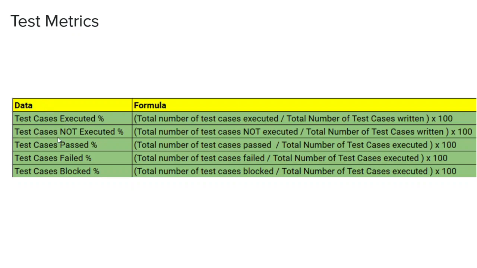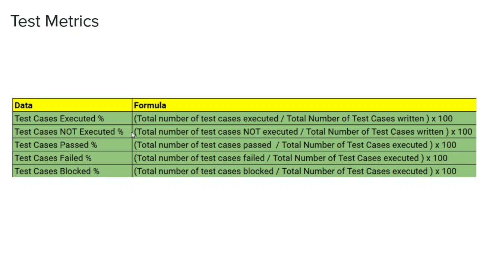Next, the percent of test cases which are not executed. What is the formula for that? The total number of test cases not executed divided by the total number of test cases written, into 100. So that is the formula to calculate the test cases not executed percent.